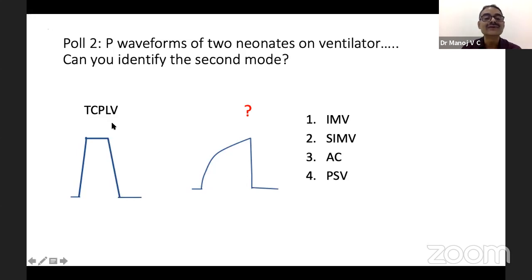So what does this stand for? This one, can you identify this mode of ventilation? Your choices are IMV, SIMV, assist control, PSV, the 4 modes.